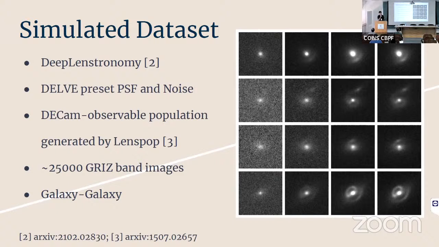For this, we do need a simulator, and for our application, we're using deep lenstronomy. It's an interesting package because it's capable of generating somewhat realistic strong lensing images, and it gives us presets of real surveys. In our case, we're using the preset for the DELVE survey, which gives us realistic PSF and noise parameters. To feed the strong lensing parameters to the simulator, we're using LensPop to generate a big population of DECam observable lenses. So we take the population that LensPop generates, we feed those parameters into deep lenstronomy, and we get a data set of about 25,000 images in 4 bands of galaxy strong lensing.